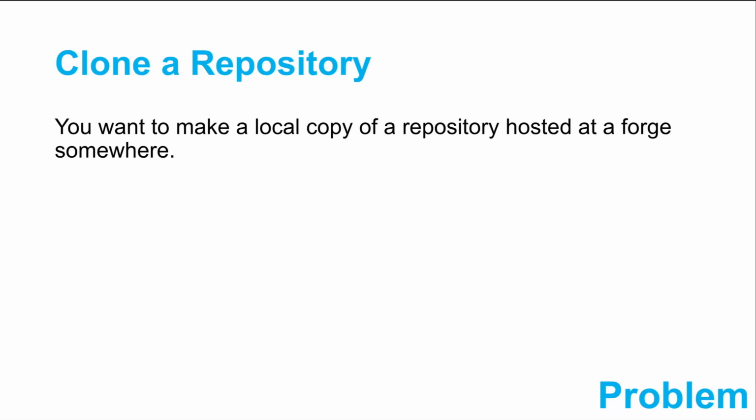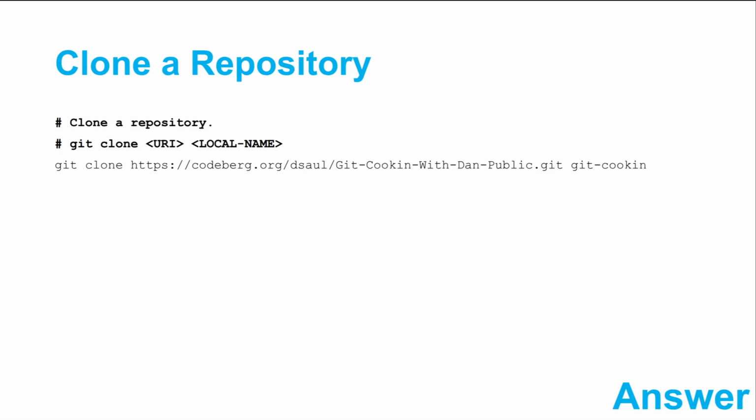So now, say you want to download a repository that's on the internet. Somebody else worked on something, and you want to make a change, or even just look at it. You want to clone that repository. So how do you do that? Well, it's pretty straightforward. You just type git clone, the link to the repository.